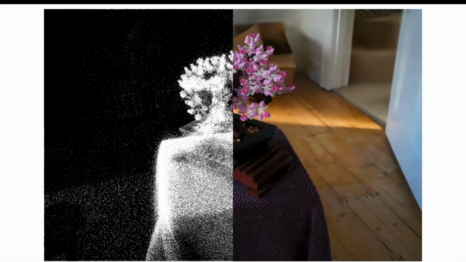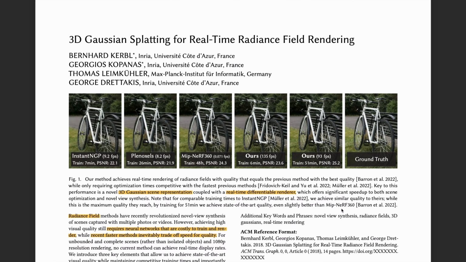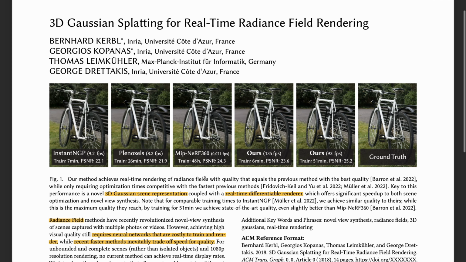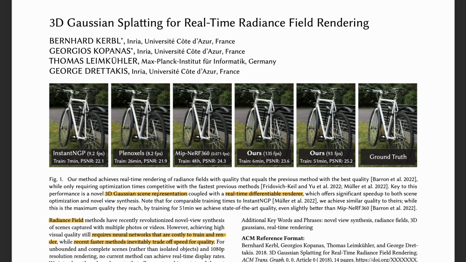So let's dive in. Let's dive into the great 3D Gaussian Splatting paper. Basically what they said, they introduce a 3D Gaussian scene representation together with a real-time differentiable rendering. We're going to discuss that in a bit, but that's really nice. That's great to find a great scene representation.